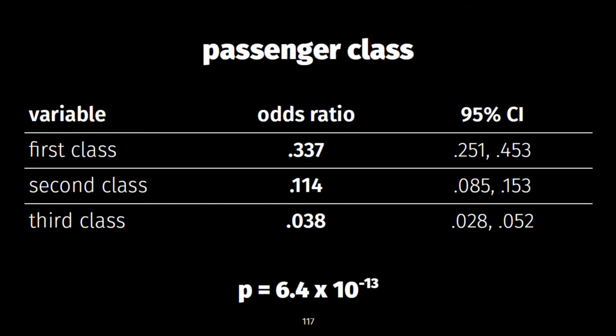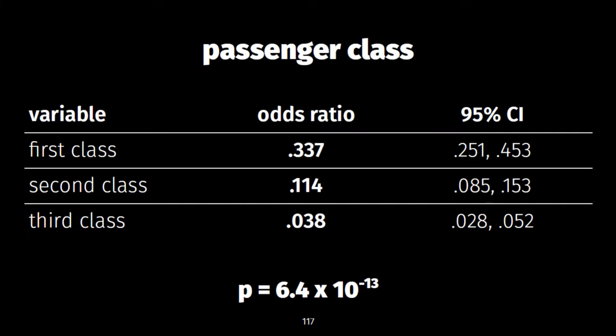This is a really compelling one right here, the class of your ticket. Look at those odds ratios. If you had a first class ticket, your odds of surviving were about 1 in 3. Second class ticket plunges to about 1 in 9. Third class, about 1 in 26.